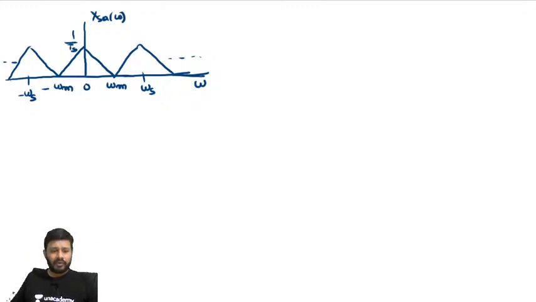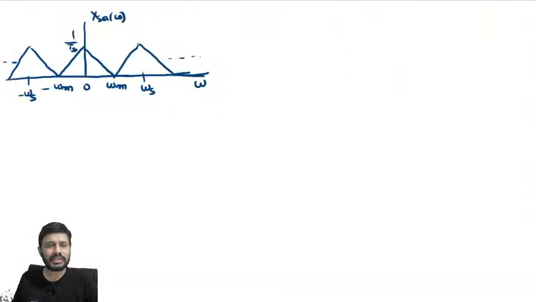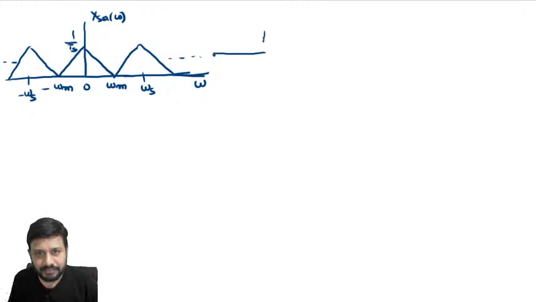Now, I want to reconstruct my original signal. Reconstruction means what? If I pass it through a low pass filter, I must get this Fourier transform back. If I can get this X of omega back, then if I take the inverse Fourier transform, again I'll get x of t. So how to get the original Fourier transform? Do one thing: you pass this through a low pass filter.